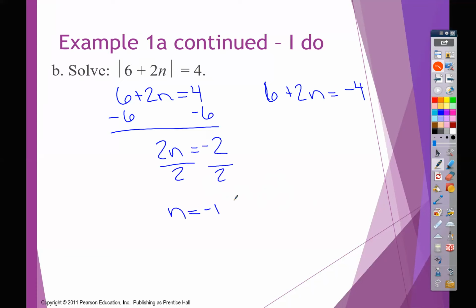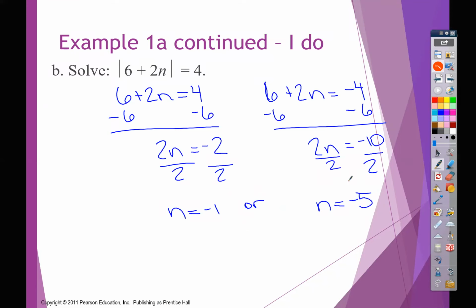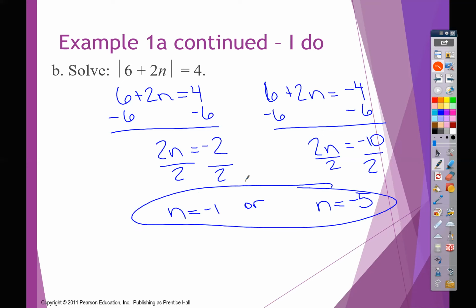n could equal negative 1. Or if I solve this one, n could equal negative 5. So you can write the solutions are negative 1 and negative 5.